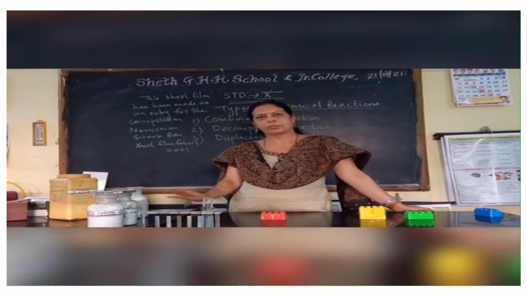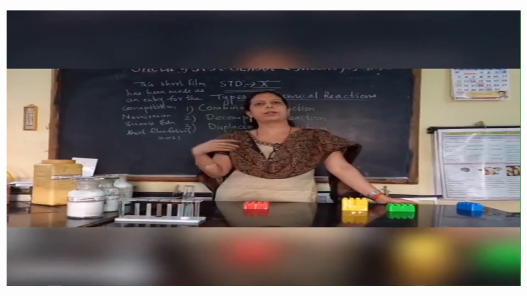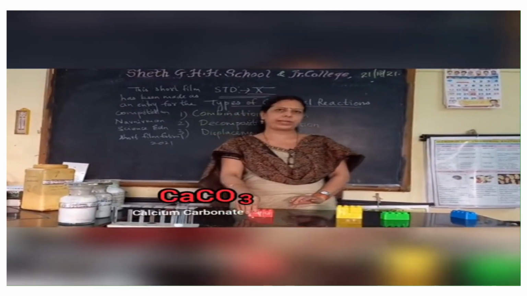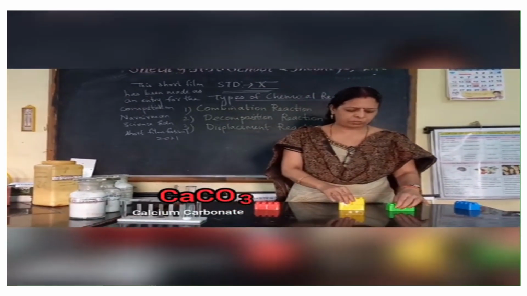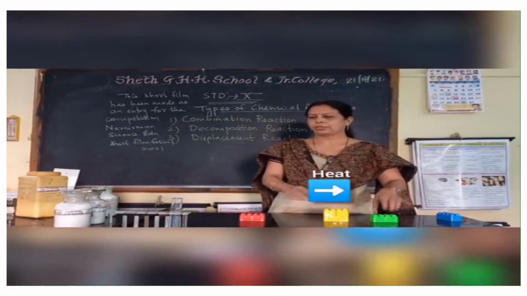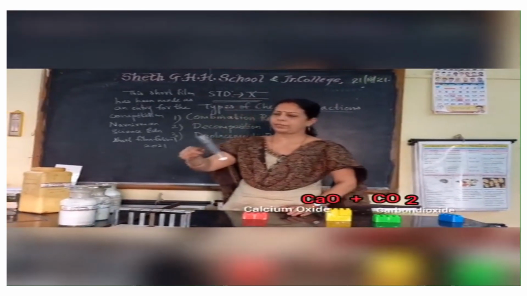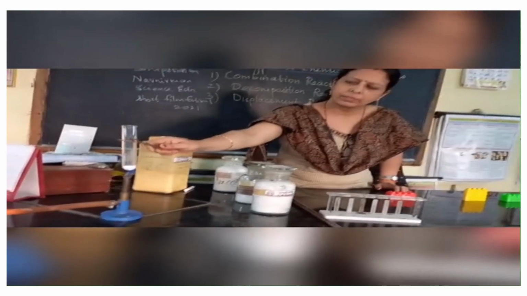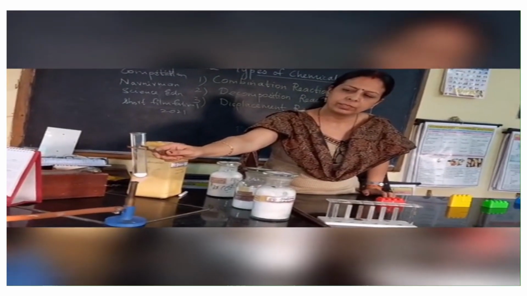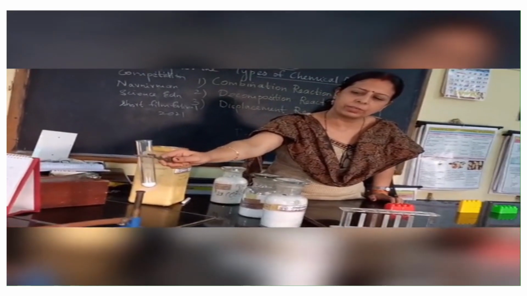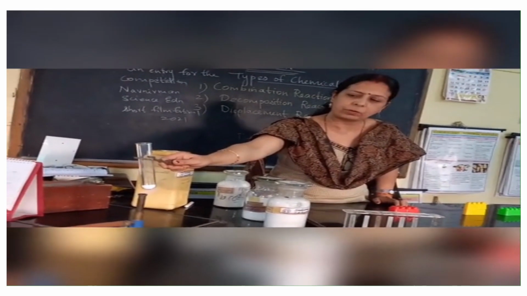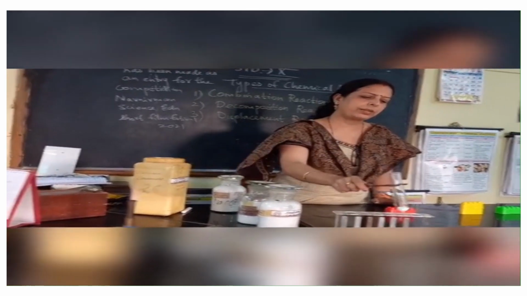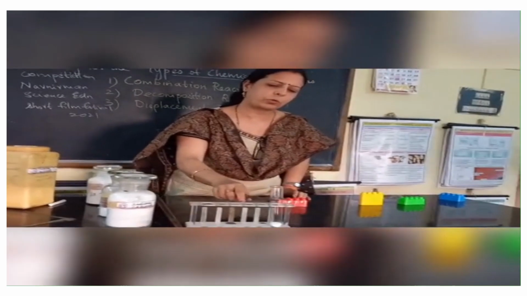For example, calcium carbonate. If I supply heat, it breaks down to form calcium oxide and carbon dioxide. See, this is calcium carbonate I have taken in a test tube and I supply heat to it. Here carbon dioxide gas is given out, so it breaks down to form calcium oxide and carbon dioxide.